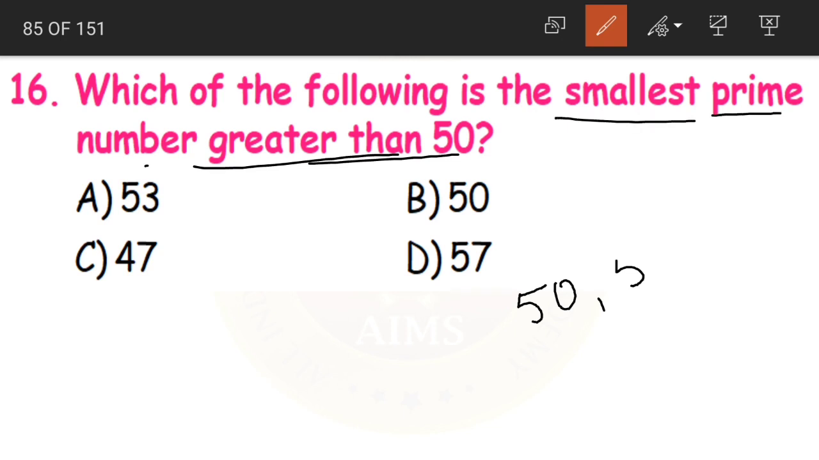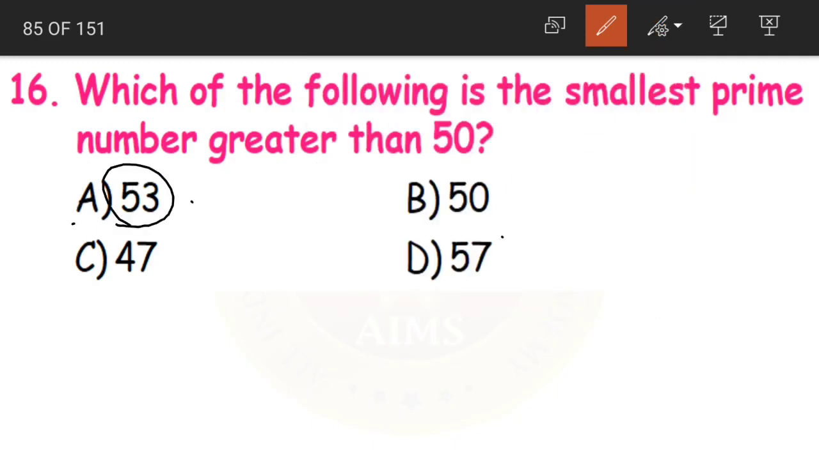That means immediately after 50, the next prime number. 50 is not a prime number, but when we look at the prime numbers greater than 50, the first prime number that is greater than 50 is 53, children. So option A, 53 becomes our correct answer. Or else if you look at the given options, yes, 53 is a prime number, 50 is not a prime number, 47 is less than 50. We want a number that is greater than 50, so it cannot be our answer.